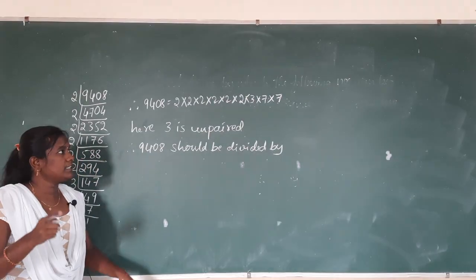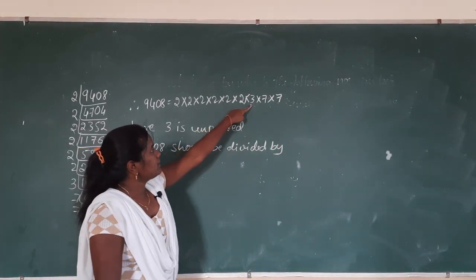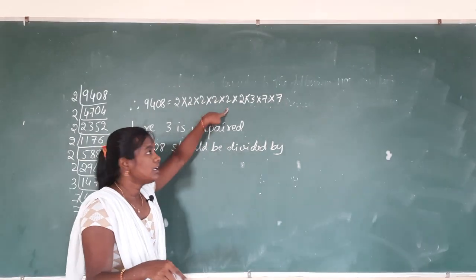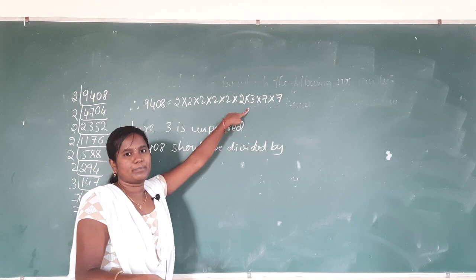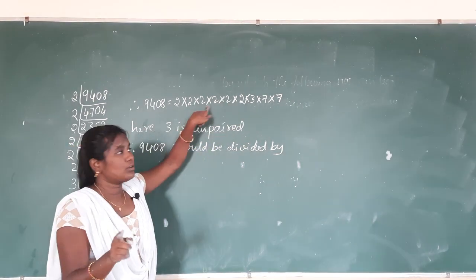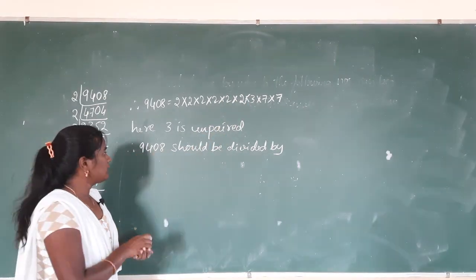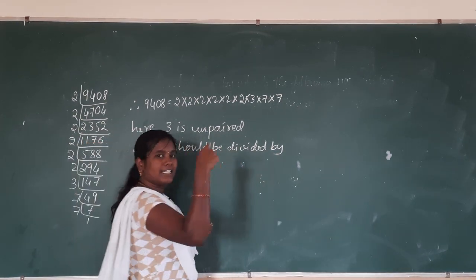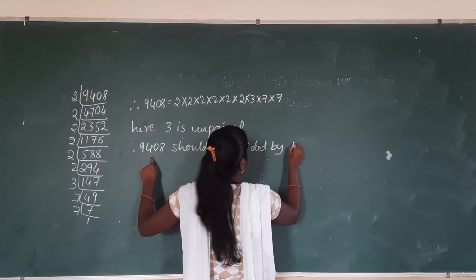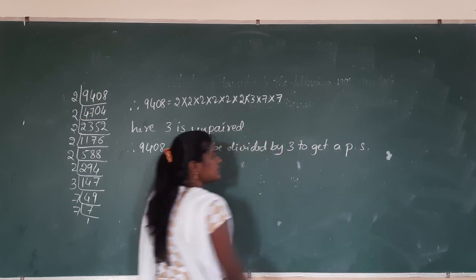One more thing keep in mind, that sometimes you people will write that when compared with 3, 2 is the smallest number. Yes, of course it is, 2 is smallest, but which is unpaired here? 3 is unpaired. Don't write the smallest number is 2 here. It is not. Which one is unpaired? That should be multiplied by the given number. Yes, 9408 should be, here it is divided and there it was multiplied. Should be divided by 3 to get a perfect square.